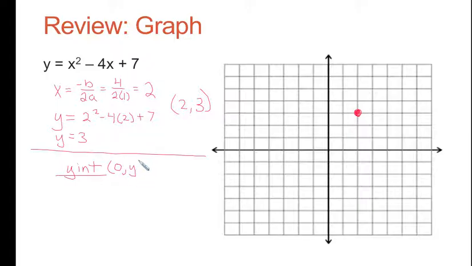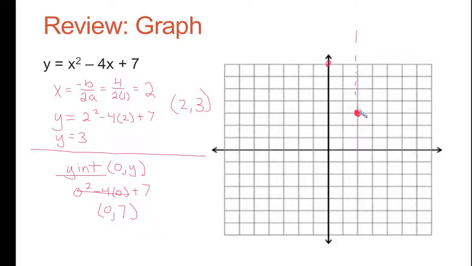That's 0, comma, y value. So we plug in x equals 0. 0 squared minus 4 times 0 plus 7. So our coordinate is 0, 7. 0, 1, 2, 3, 4, 5, 6, 7.